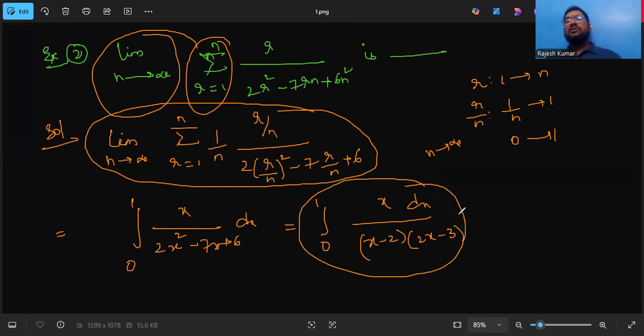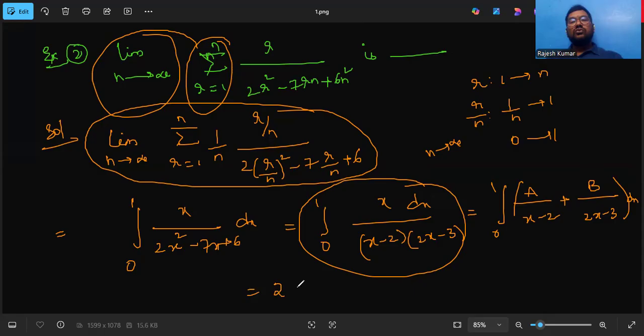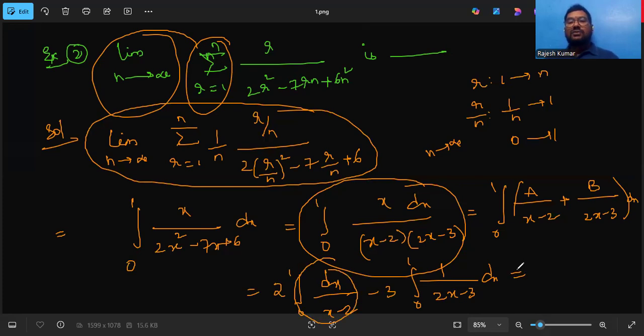This can be evaluated using partial fractions: A by x minus 2 plus B by 2x minus 3 into dx with the limits 0 to 1. That is equal to 2 into the integral from 0 to 1 of dx by x minus 2, minus 3 into the integral from 0 to 1 of dx by 2x minus 3. This mathematical part belongs to partial fractions. Now this is a log of x minus 2, and this is a log of 2x minus 3. You can evaluate it. So thank you very much.